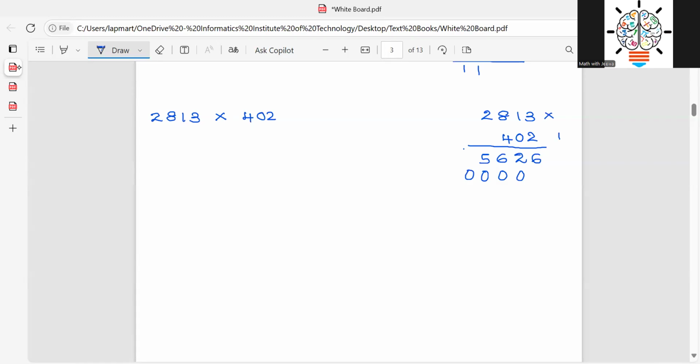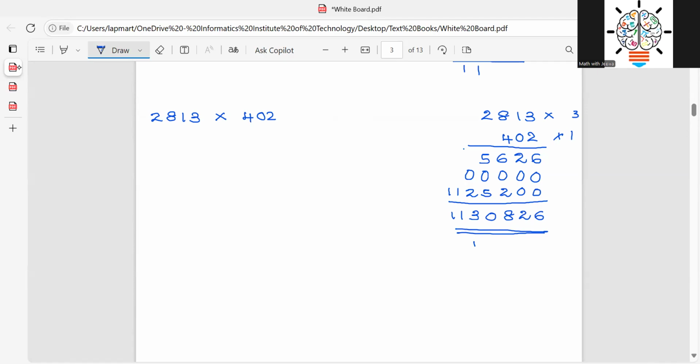So then the next one, 4 times 3, 12. I write here in the 100 place. 4 times 1, 4 plus 1, 5. 4 times 8, 32. Right. 4 times 2, 8. 8 plus 3, 11. And see how I'm doing this. Then I fill the blanks with 0, 8, 0, 3, 11. Right?